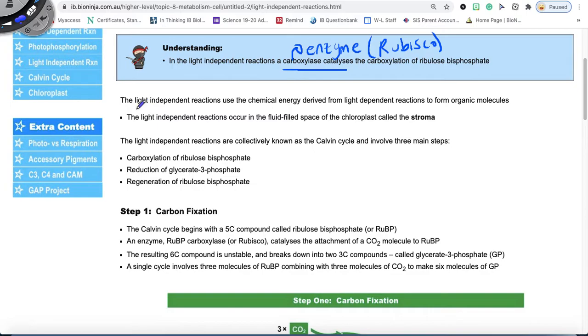So now we see how the light-independent reactions are going to use the chemical energy derived from the light-dependent reactions, and we're going to see how they happen in the stroma of the chloroplast. Collectively, the light-independent reactions are known as the Calvin cycle, because the carboxylation of ribulose bisphosphate, the reduction of glycerate 3-phosphate, and the regeneration of ribulose bisphosphate are part of the Calvin cycle. The Calvin cycle can be summarized into three main steps, and that's what we're going to focus on right now.